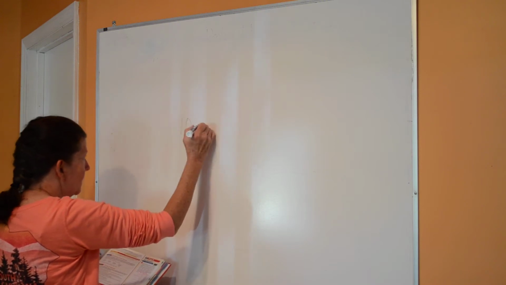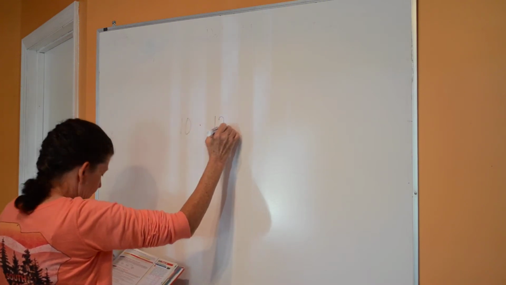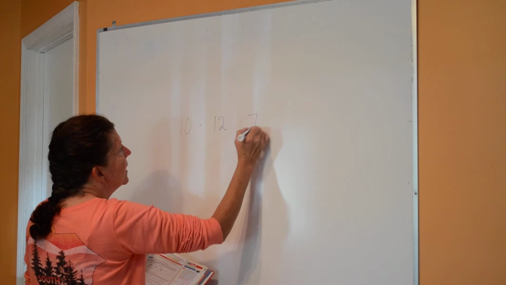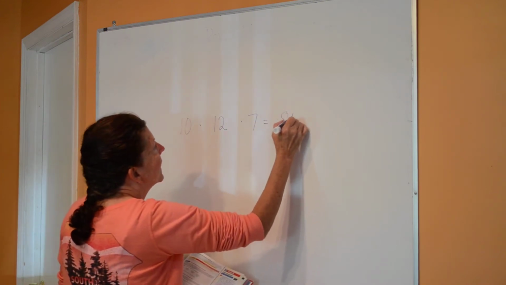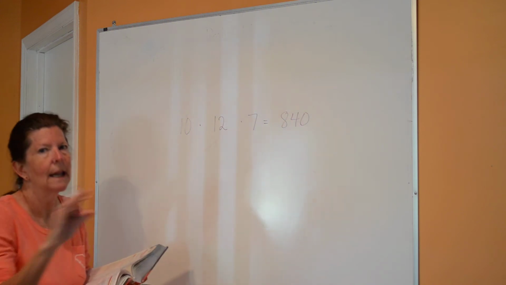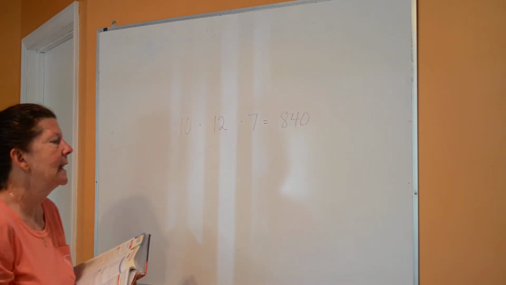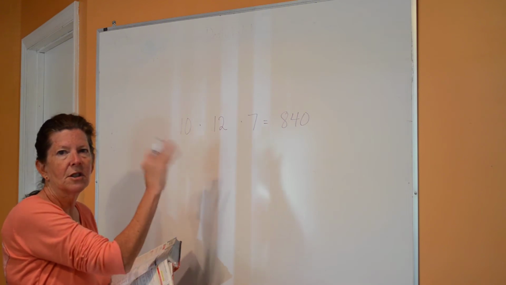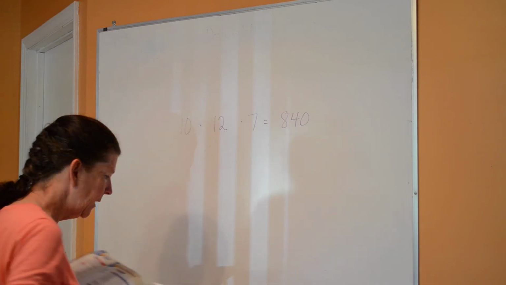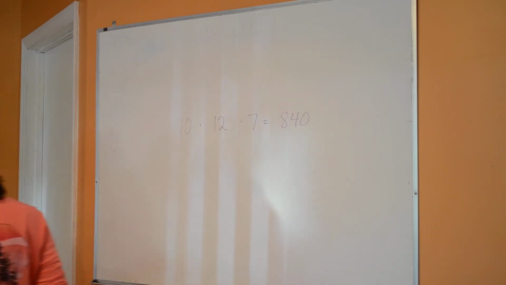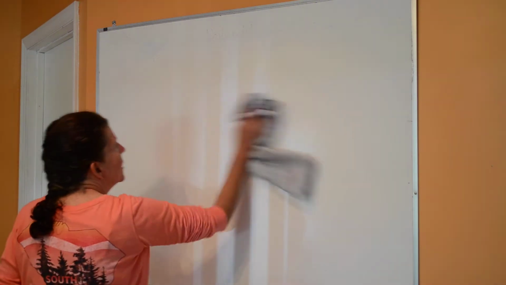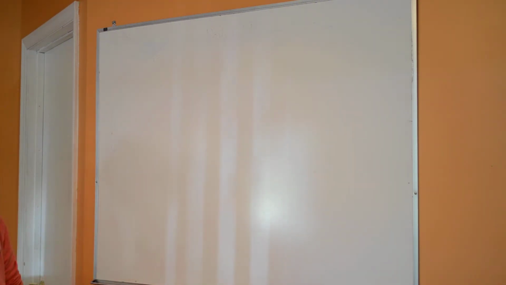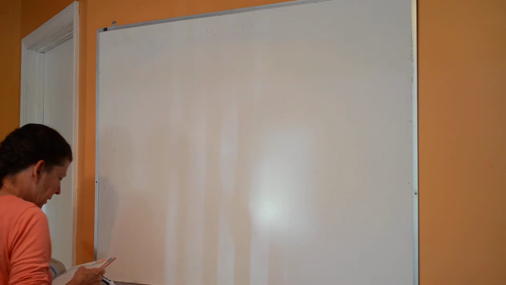Okay, so 10 sandwich choices, 12 side dishes, and 7 beverages. If I multiply those across, I find that I have 840 different combinations that I can have of the sandwich, the side, and the beverage. Okay? All right. So let's do one where I'm going to have you do a tree diagram. And you can pause the video and come back to the video and make sure you got it right.